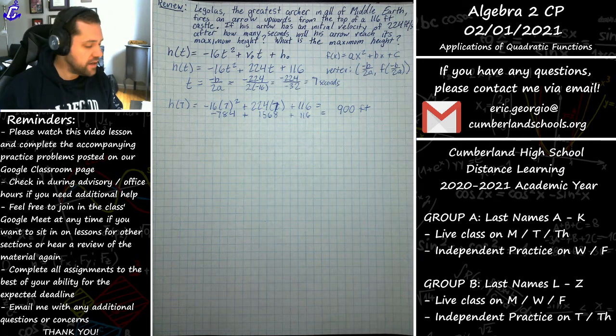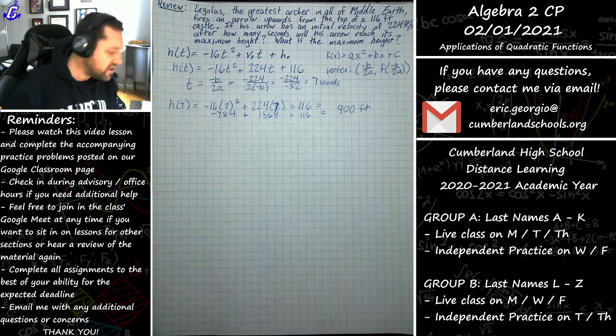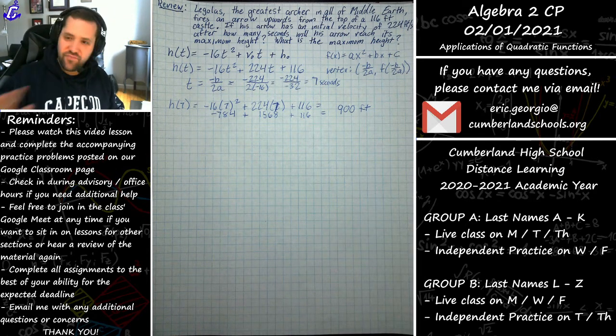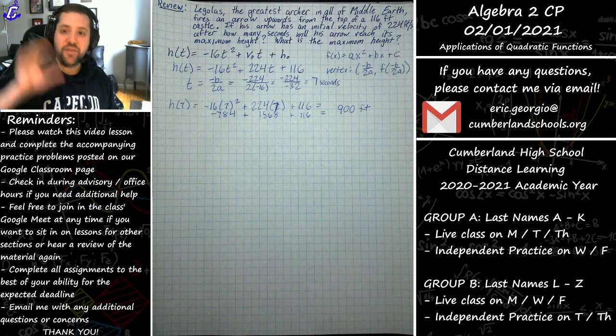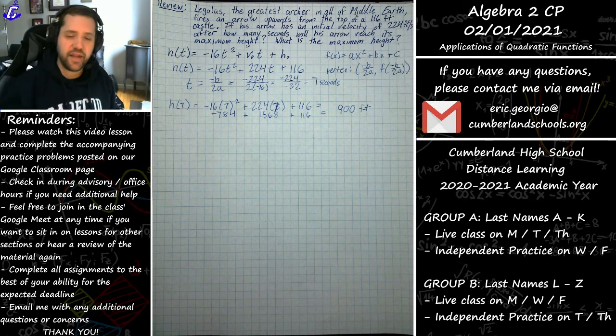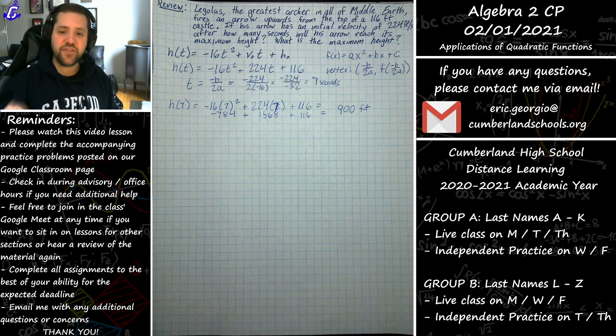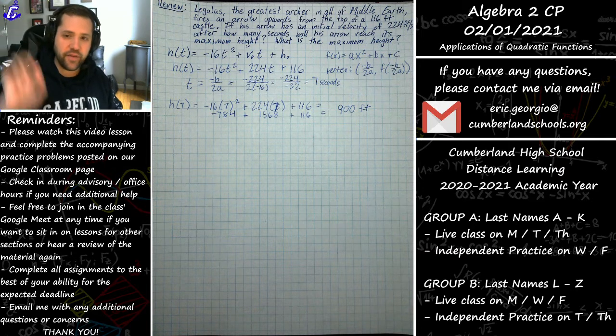I certainly wouldn't, because you'd have to go all the way up to 900 on the y-axis, but the same principle would apply. You'd find the vertex by doing negative b over 2a, taking that value, plugging it in to get the y-coordinate. And we know that that's the maximum because it's the vertex. It's not just a random value. It's the vertex. It's always the maximum or minimum.